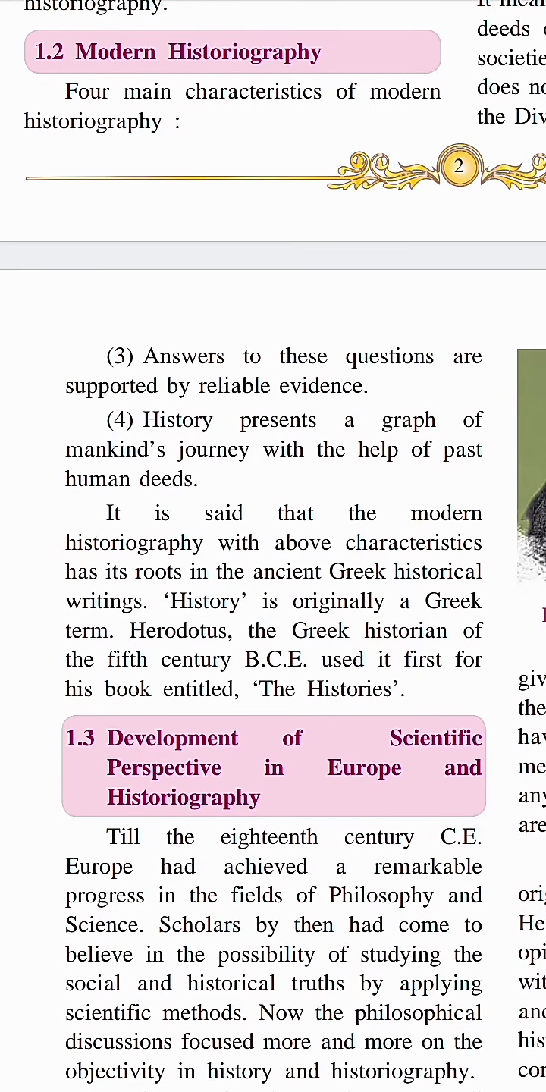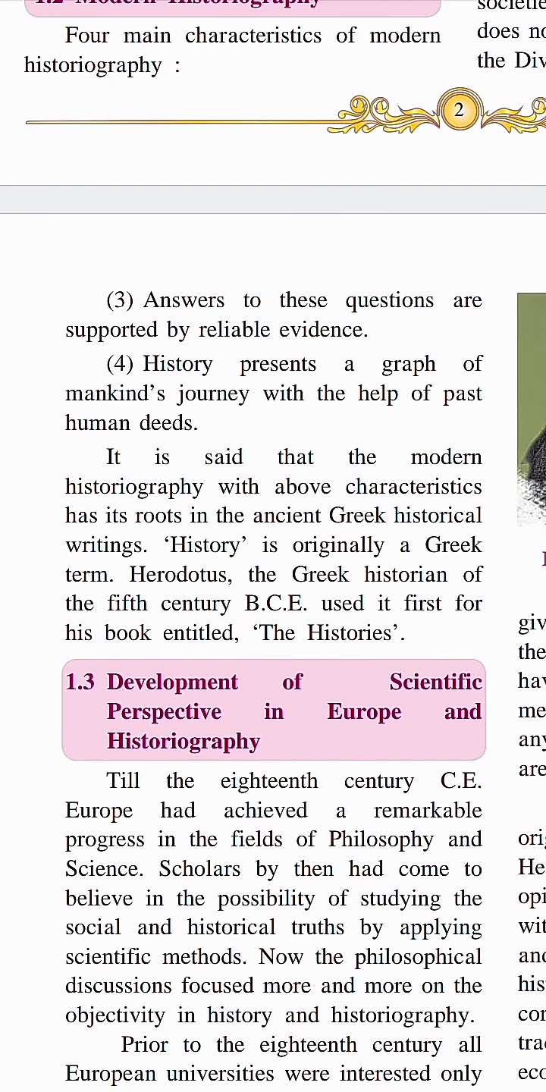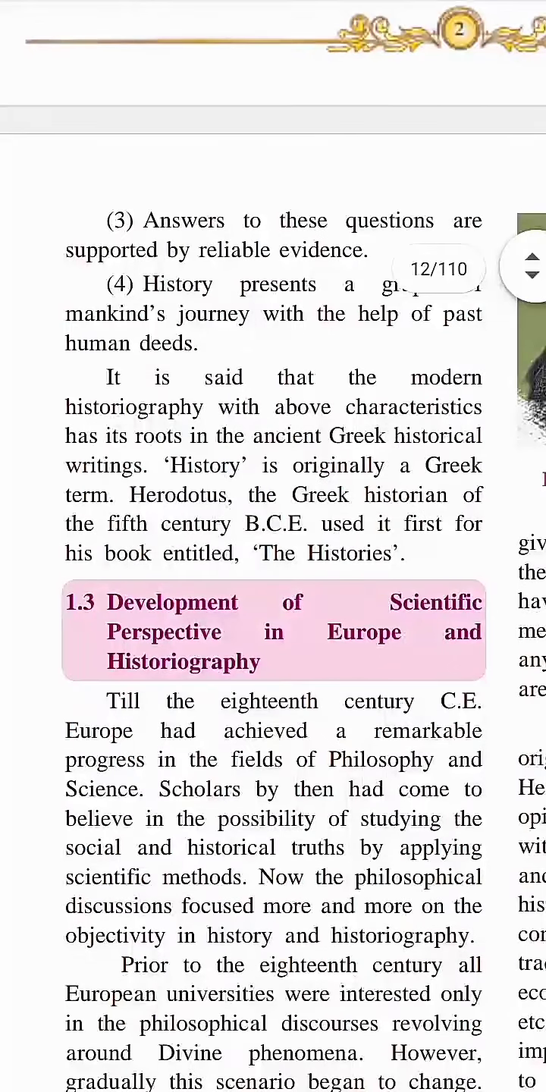Now, it is said that modern historiography has the above characteristics and has roots in Greek historical writings. History is originally a Greek term used by Herodotus, a Greek historian of the 5th century BCE. He was the first person to use it, in his book entitled The Histories.